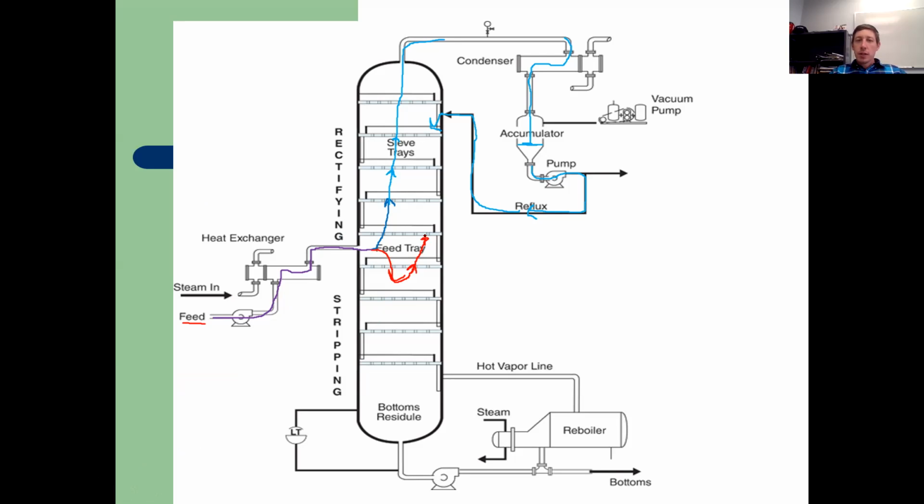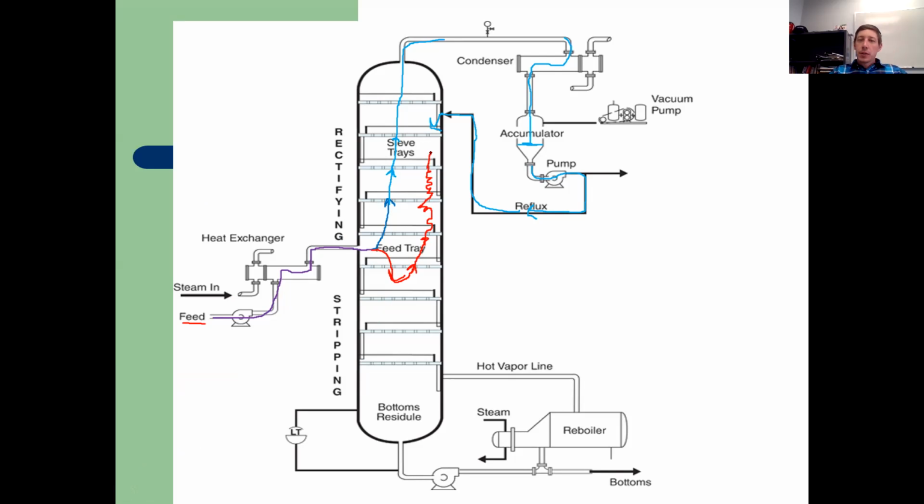because what's going to happen is all these heavies are going to want to go up and they're going to want to kind of trickle their way. It won't be quite as fast and smooth as the light components, but the heavy components are going to want to eventually work their way up here. And if there's nothing holding them back, they can eventually work their way out the top of the column.